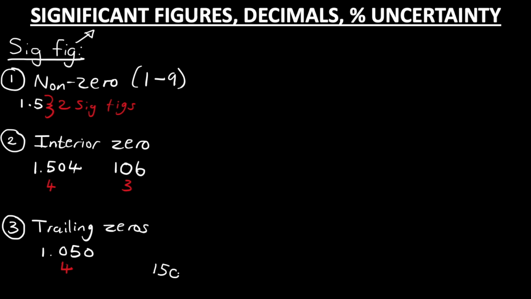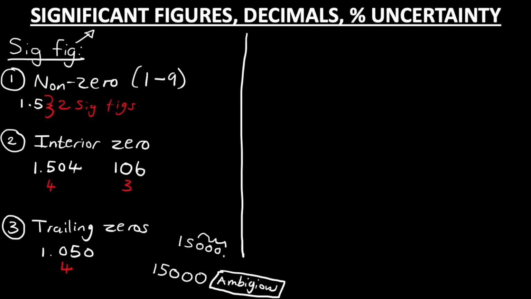This, without the decimal point, if we compare it to this, means that these 3 are significant because there's a decimal point there. But if there's no decimal point, this is what's known as an ambiguous amount of significant figures. Be careful because your professor might be able to trick you on that.